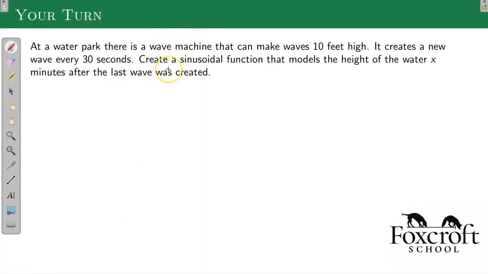And here's one for you to try on your own. All right, water park, making wave machines. Try this one, figure out your values. I'll show you the answer in 3, 2, 1.